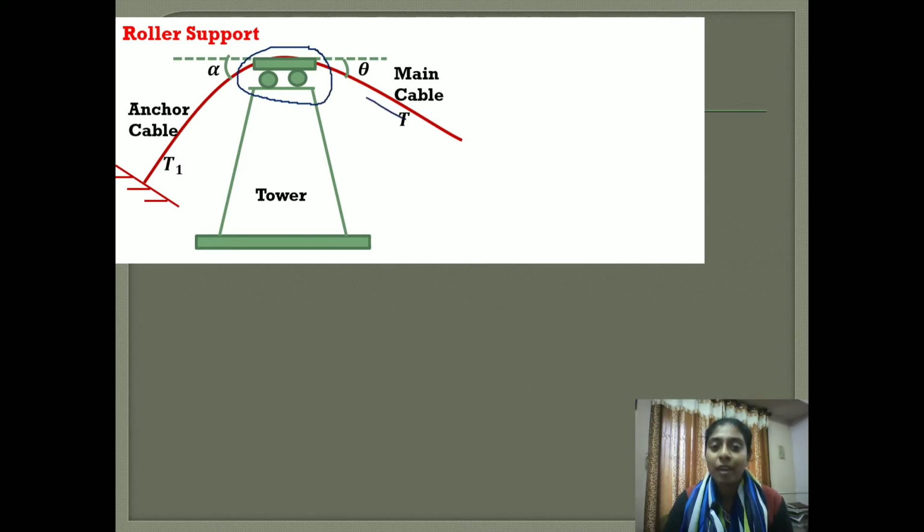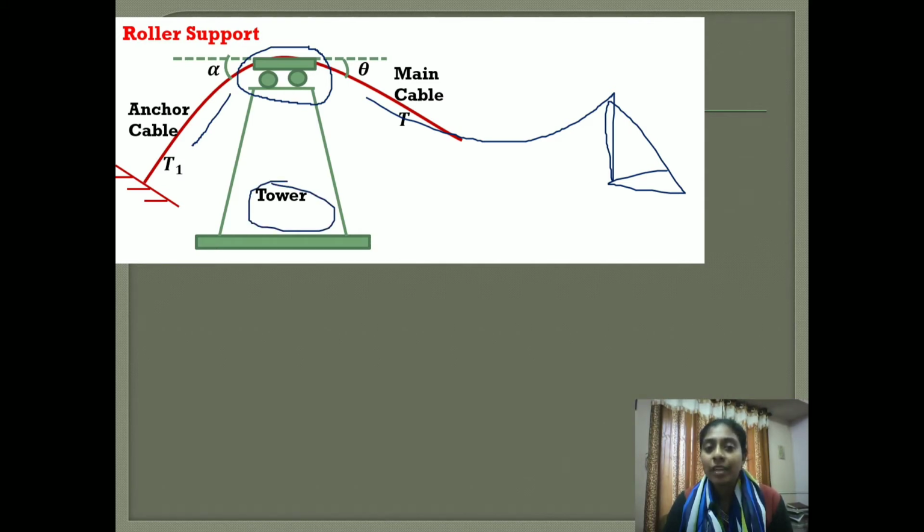We have a main cable. Here we will have another tower. So main cable and anchor cable. This is a tower. The main cable makes an angle of theta with the horizontal. The anchor cable makes an angle of alpha with the horizontal.